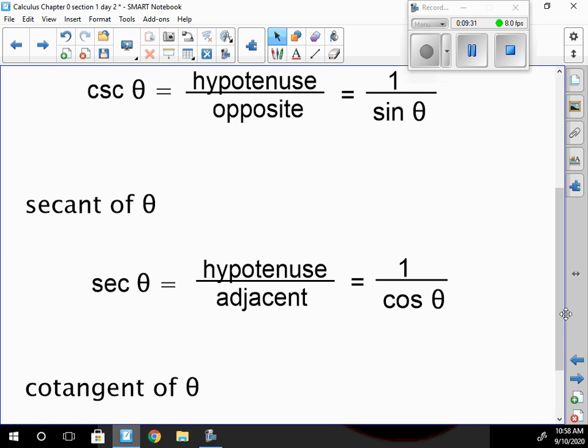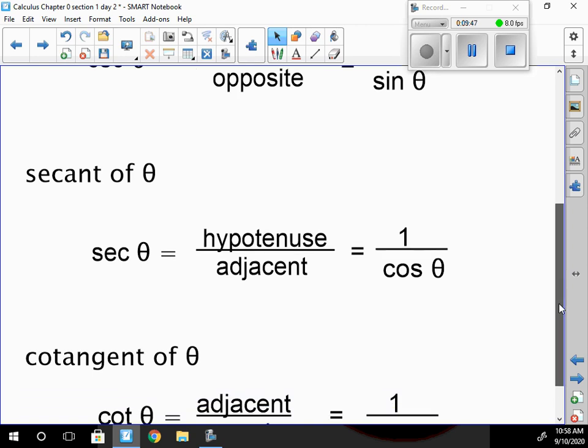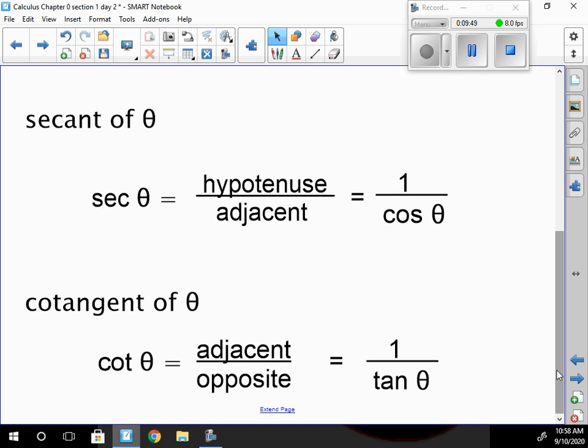Secant of theta, or secant theta, is hypotenuse over adjacent. That's 1 over the cosine of theta, or cosine flipped. Cosine is adjacent over hypotenuse. Secant is hypotenuse over adjacent. And lastly is cotangent of theta. That's adjacent over opposite. And that's equal to 1 over the tangent of theta. Cotangent of theta is the opposite.